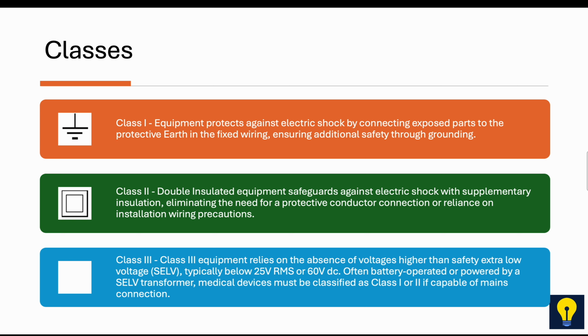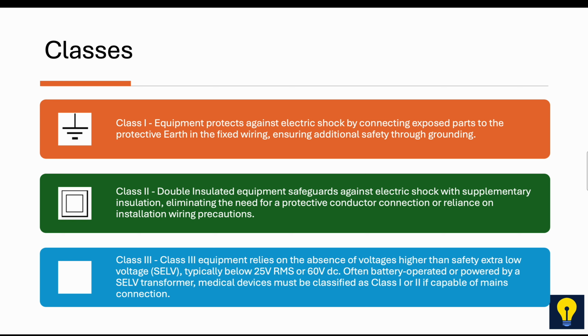A good example of a class 1 device, if you're thinking about daily appliances we use day to day, not medical related, is an electric kettle. The metal body of the electric kettle is connected to the ground through the power cord, which provides protection against electrical shock. Next, we're going to go to class 2 medical devices.